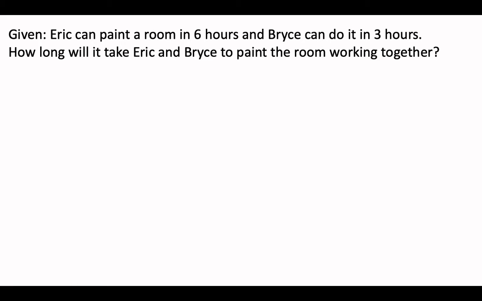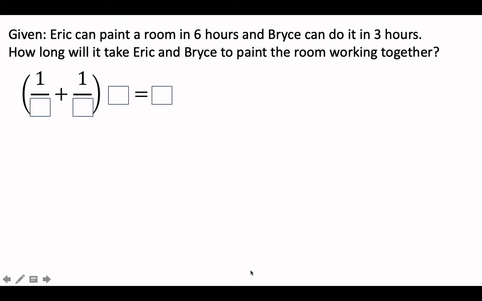In solving this kind of problem, this diagram will help us. This first box and the second box are the number of hours for Eric and Bryce to do the job, to do the painting of the room. Eric can do the job in 6 hours, so we will fill out this box with 6, since Eric can do the job alone in 6 hours. Then for Bryce, it takes 3 hours, so this box will be filled out with 3.